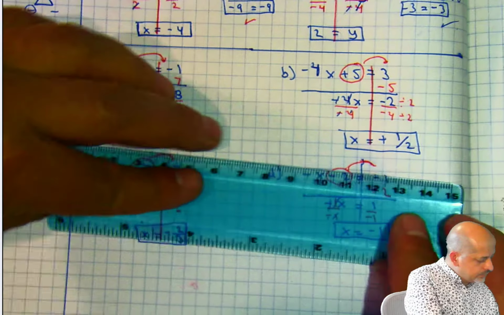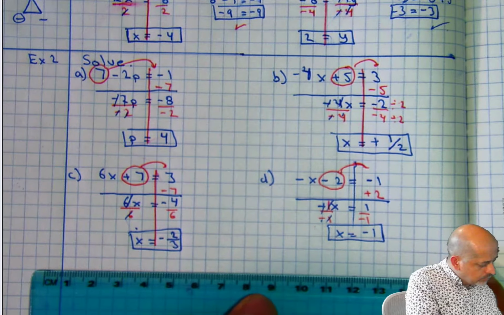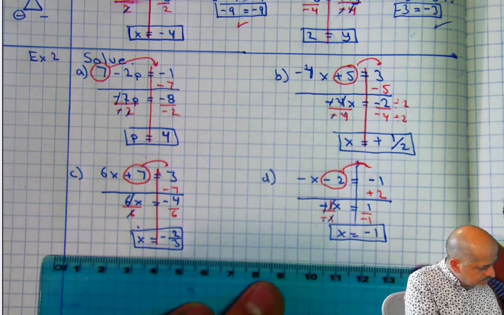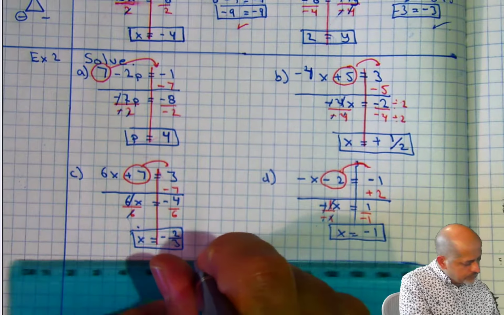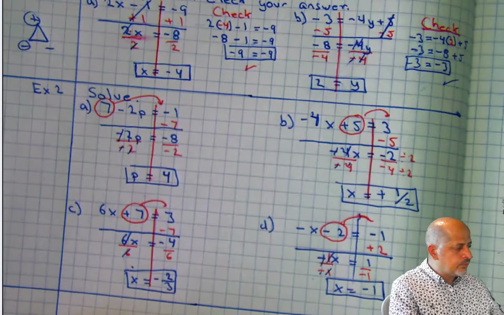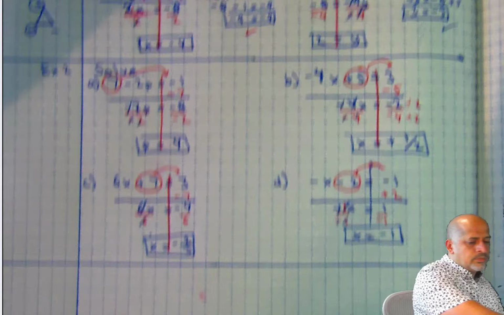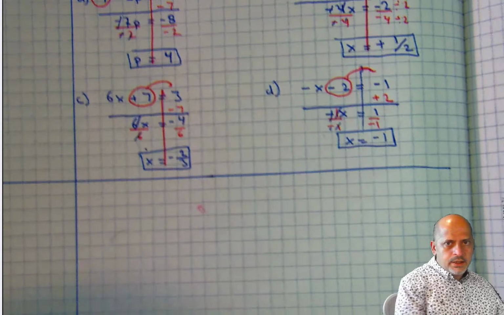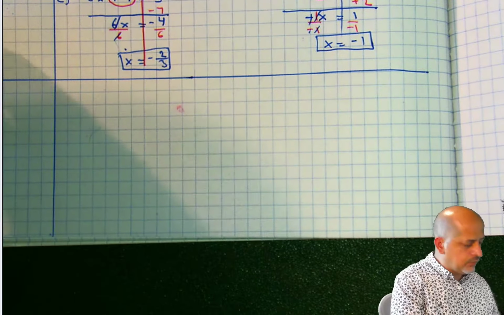Let's try example number 3. So right underneath, you should be able to make a line. We want to skip a space. I'm going to make a line all the way through to separate my examples. Example number 3, solve.